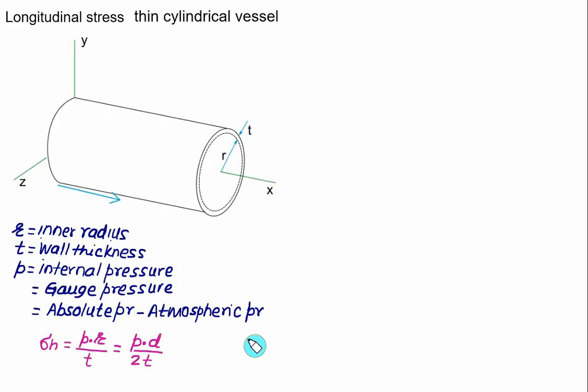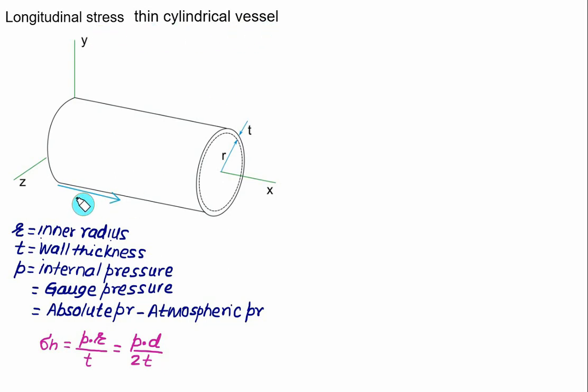So we have found the value of the hoop stress, which is P into r divided by t, where r is the inner radius, t is the wall thickness, and P is the gauge pressure, the internal pressure. If d represents the internal diameter, then the hoop stress is P into d divided by 2t. Now we'll develop the expression for longitudinal stress in the case of a thin cylindrical vessel.